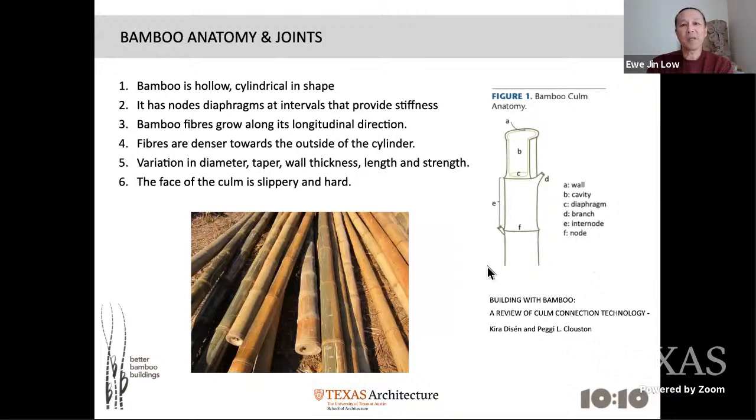So, yeah. Again, summarizing, bamboo is hollow and cylindrical. It's a cylinder. It's got nodes and diaphragms or discs at regular intervals, right? It is longitudinal and the fibers are denser towards the outside of the cylinder. It tapers and the wall thickness also changes, right? It is not that regular. And there's variation in length, in strength, and of course, on the surface of the culm, it is slippery and slightly harder.